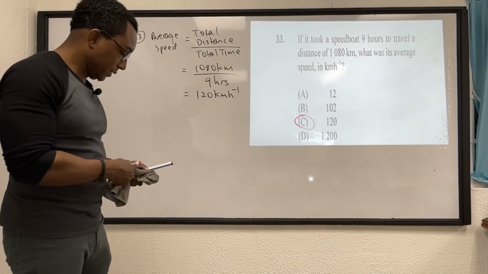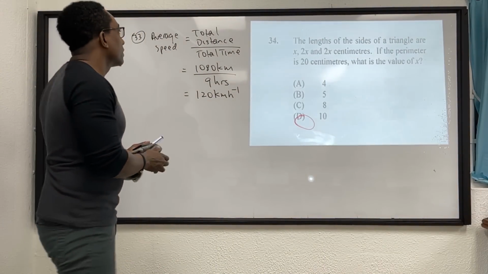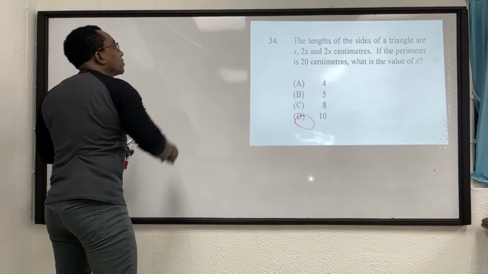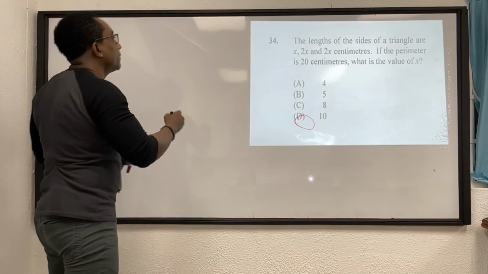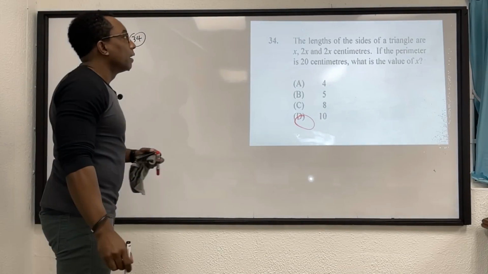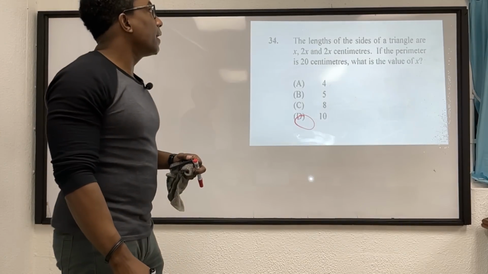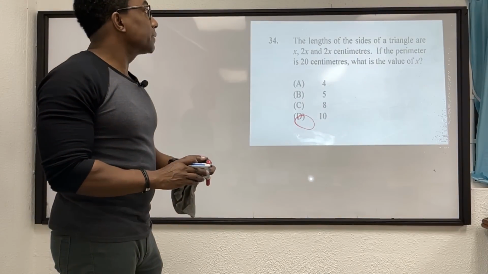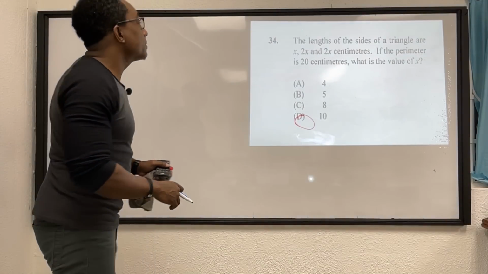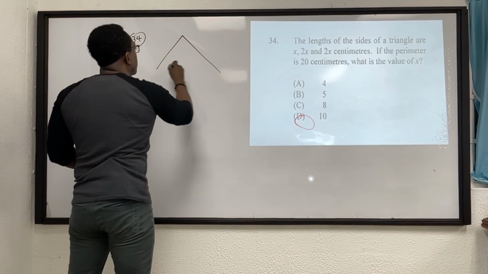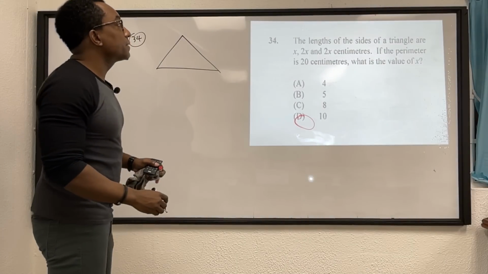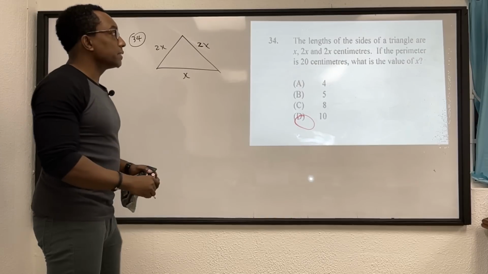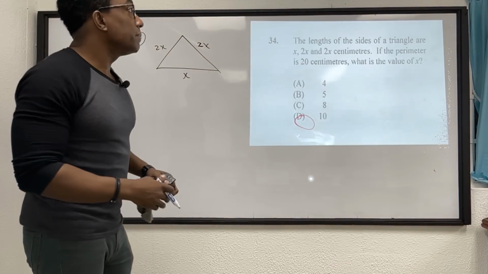Let's move on to question 34. So 34. It states here, if the lengths of the sides of a triangle are x, 2x, and 2x centimeters, if the perimeter is 20 centimeters, what is the value of x? So we have a triangle, and the lengths of the sides are 2x, 2x, and x centimeters. And if the perimeter is 20 centimeters, what's the value of x?